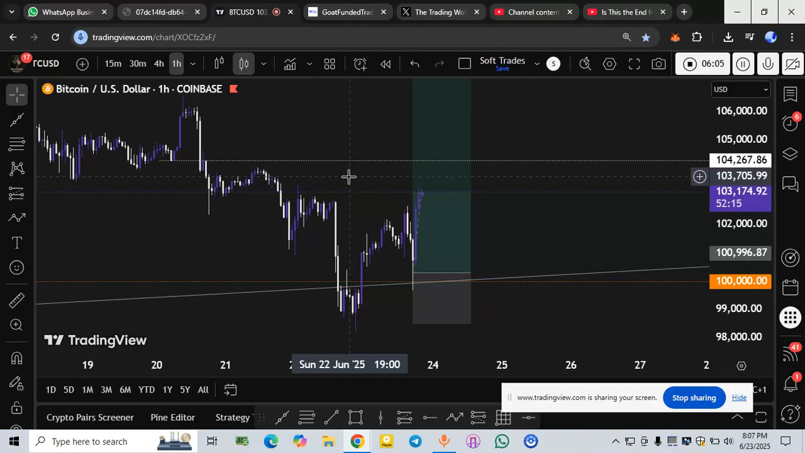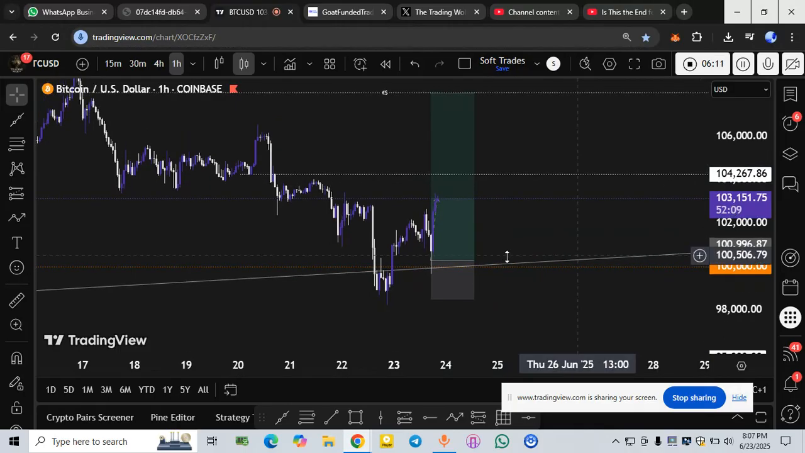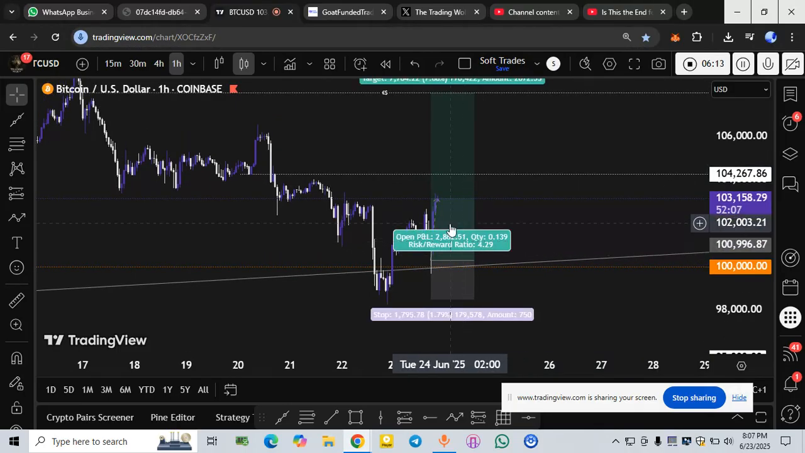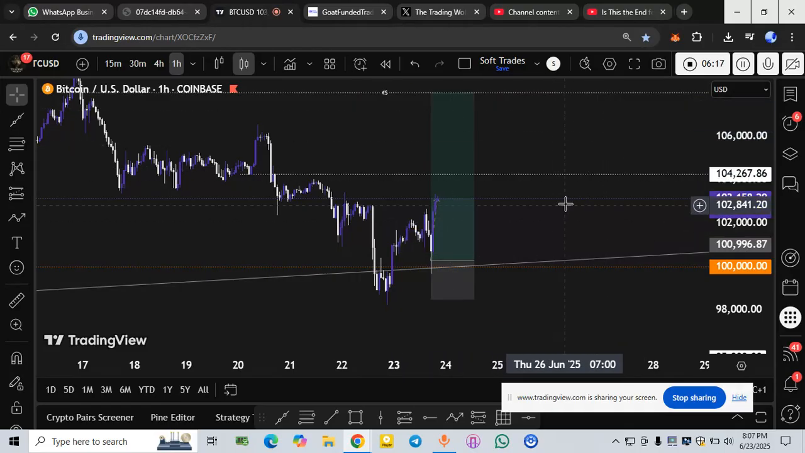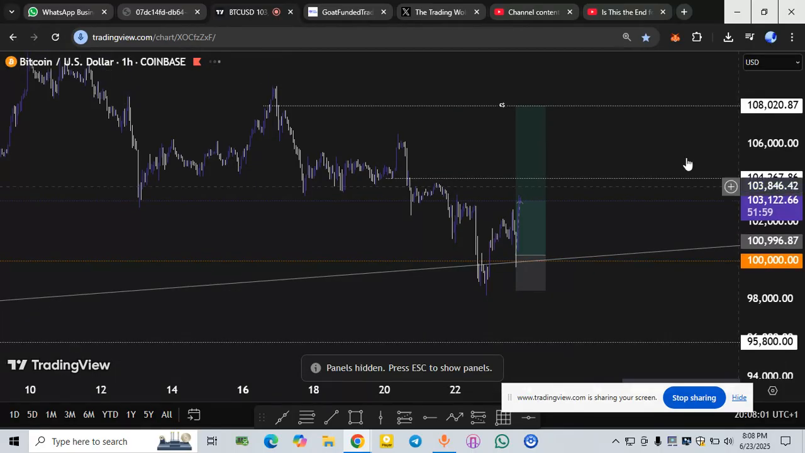Now, why did I enter on the 1 minute time frame? Because I already know that this zone is going to be a buy zone for BTC, so I don't really need higher time frame confirmation. All right, but for analysis sake, I mentioned a 1 hour confirmation. So guys, the next leg for BTC should be around 104 or 108, and that's what we're looking at.